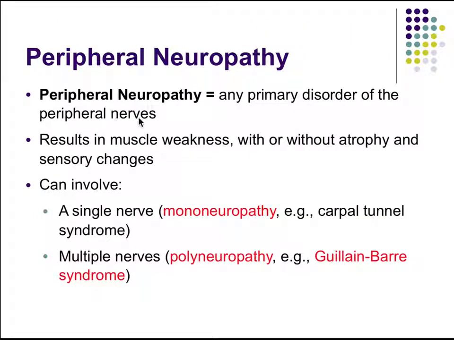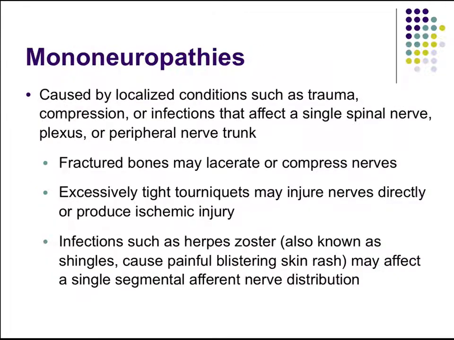So peripheral neuropathies are any primary disorder of peripheral nerves. It can result in muscle weakness. It can occur with or without atrophy or sensory changes, and it can involve a single nerve. That would be a mononeuropathy, and an example of that would be carpal tunnel syndrome. And then it can involve multiple nerves. That would be polyneuropathy, and an example of that is Guillain-Barré syndrome.